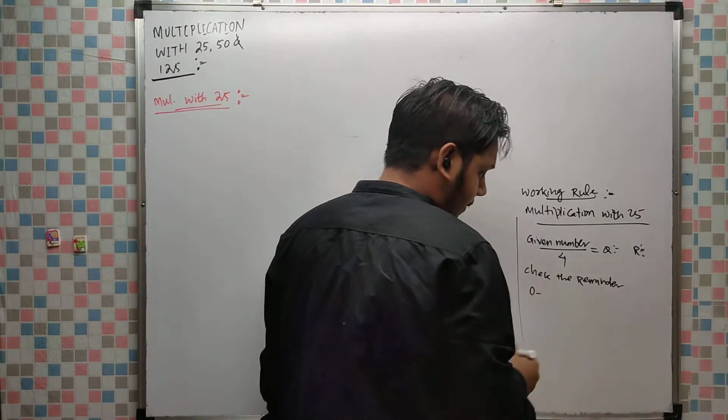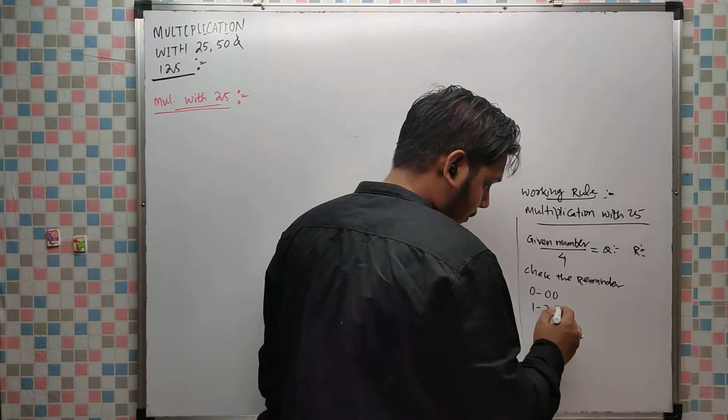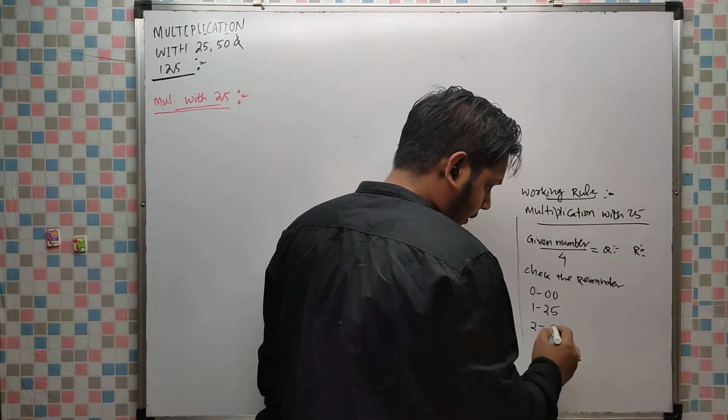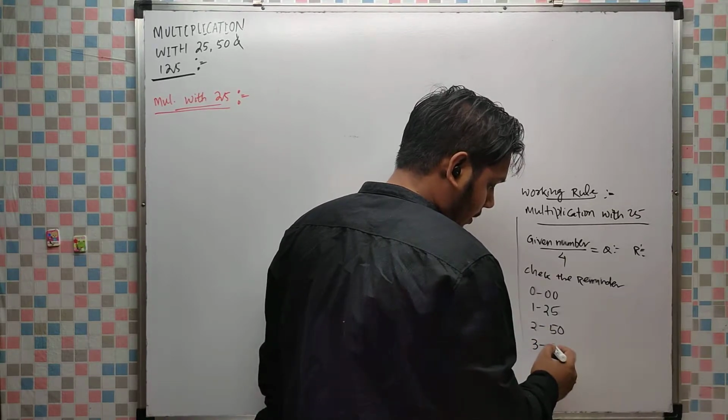If it is 0, the last two digits will be 00. If it is 1, the last two digits will be 25. If it is 2, then the last two digits will be 50, and if it is 3, the last two digits will be 75.